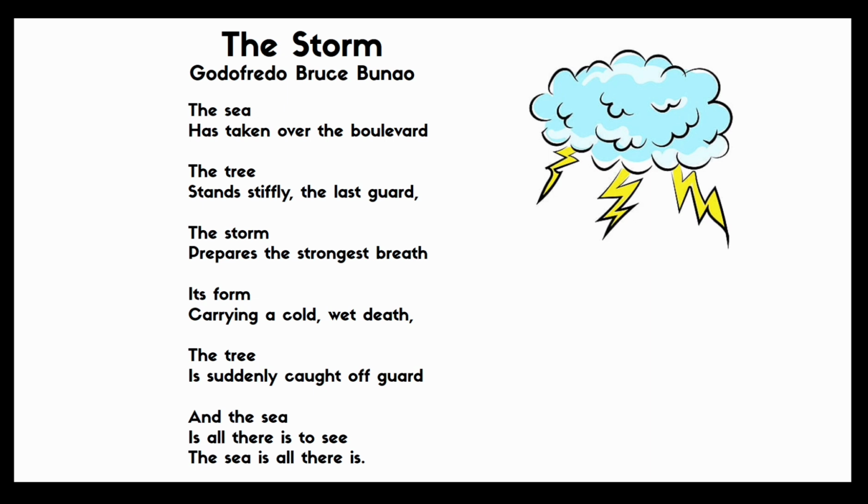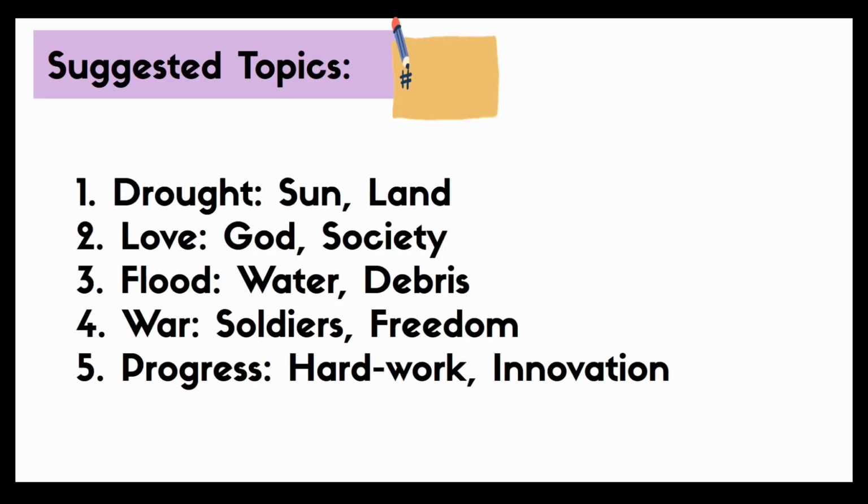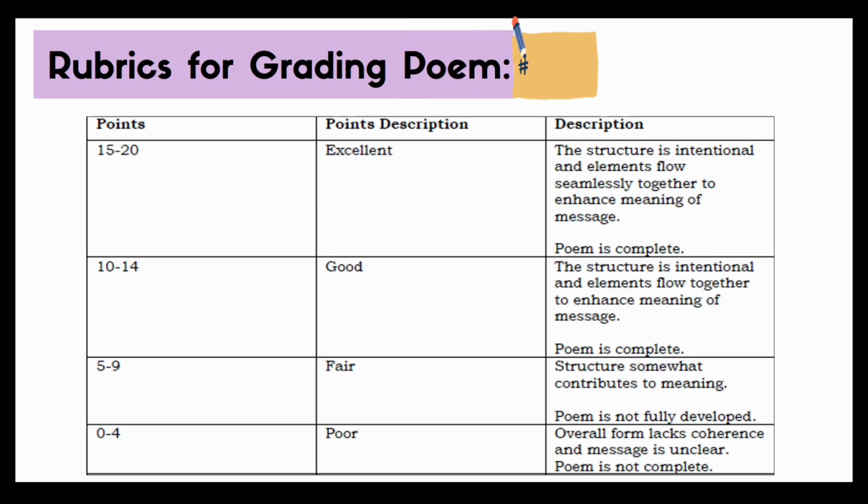Here are the suggested topics: first, drought, sun, land; second, love, God, society; third, flood, water, debris; fourth, war, soldiers, freedom; and last, progress, hard work, innovation. Rubrics for grading the poem.